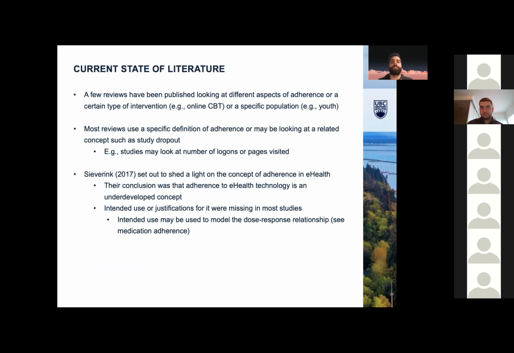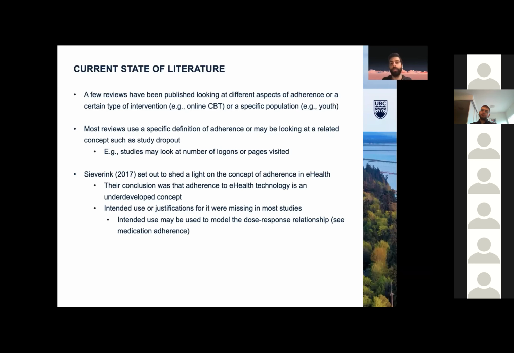So let's take a look at the current state of literature. Right now, there are a few reviews that have been published, looking at adherence from a few different angles. Some of them are very specific. For example, they look at a certain type of intervention, like online CBT, or a specific population, like youth, or even a combination of those. Most reviews use a very specific definition of adherence, or look at one of the related concepts we just talked about. One that is very common is study dropout, which might still be interesting for us because there are a few insights we can take from that.